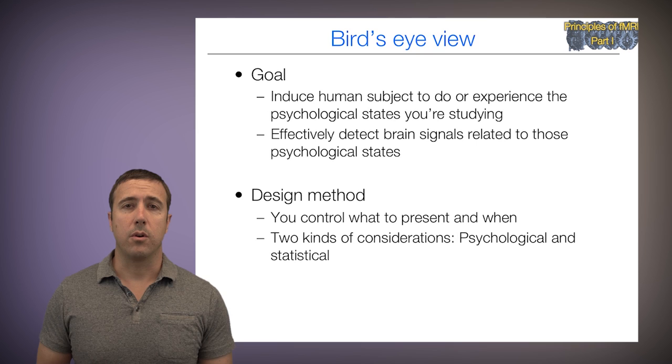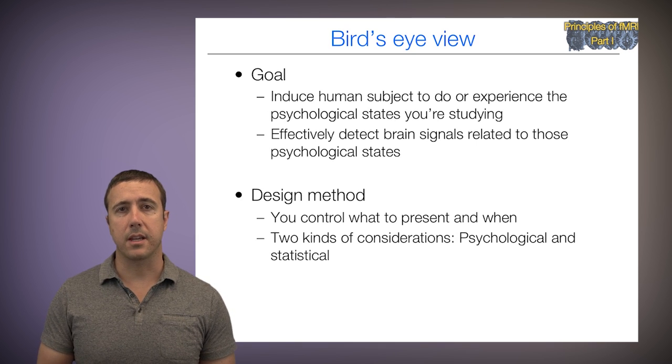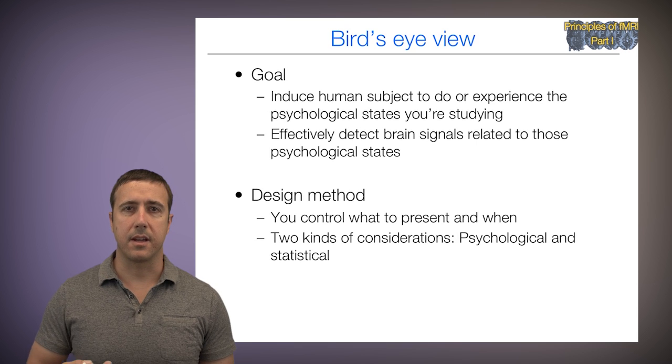What you get to control is what you present to the subject and when you present it. There are two kinds of considerations then. The first consideration is psychological. How do you get the subject to do or experience what you want them to? And then the second consideration is statistical. Once you've done that, how do you efficiently detect the results?